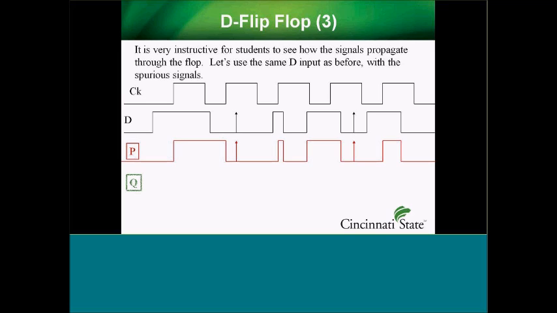Okay, so here's Q, and Q doesn't do anything until the low pulse comes through, and then it follows P. As soon as the low pulse turns off here, it takes the latest value that it had of P and it holds it. So it goes right through. It doesn't see this noise at all. Then when it goes low again, it follows P.